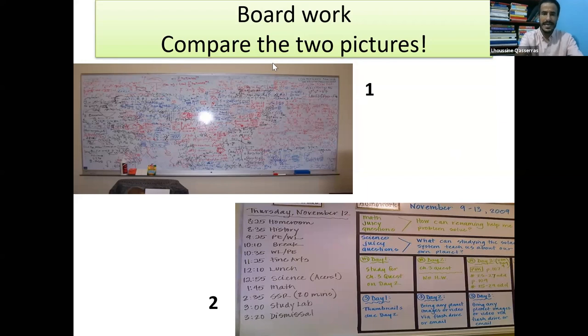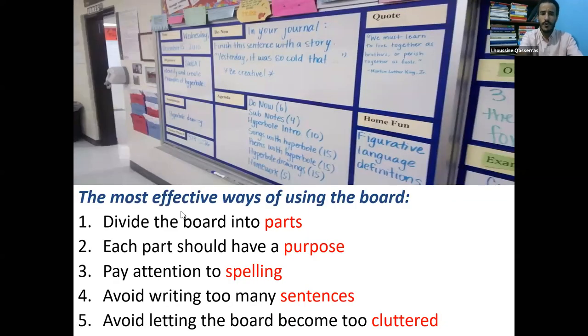Let's see here. Now, the most effective ways of using the board, number one, you divide the board into parts. This is the first part. Basically, I divide my board into three parts. The first part is for examples and rules. The second part is for the practice, exercise and correction. The third part is for pre-teach vocabulary and homework or assignments. So three parts, all the time I do the same. But it depends on you, how you organize your board.